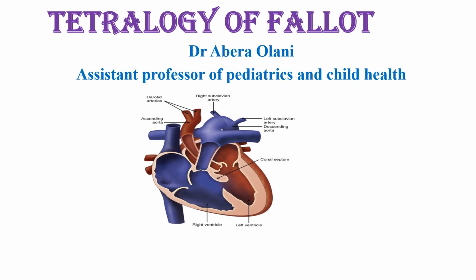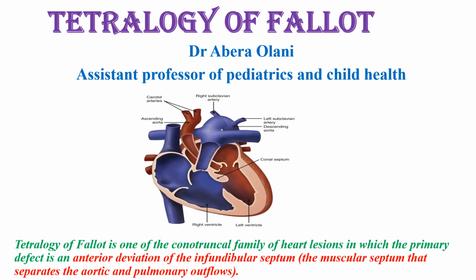Hello, welcome. Today's discussion is Tetralogy of Fallot. Tetralogy of Fallot is one of the conotruncal family of heart lesions, in which the primary defect is an anterior deviation of the infundibular septum, or the muscular septum that separates the aortic and the pulmonary outflows.